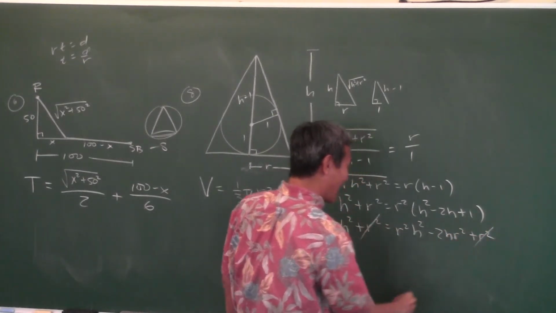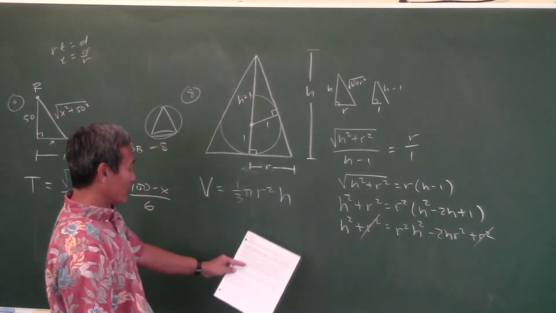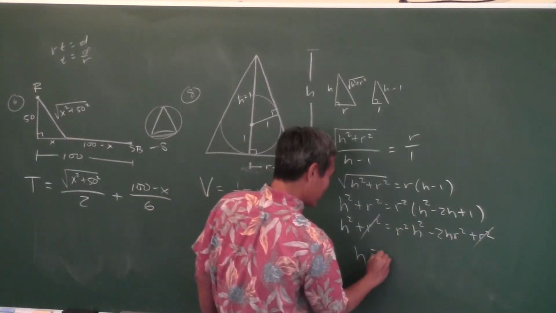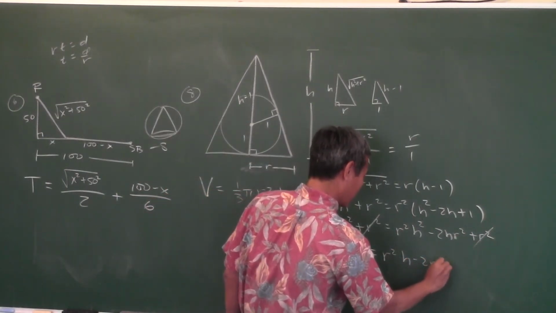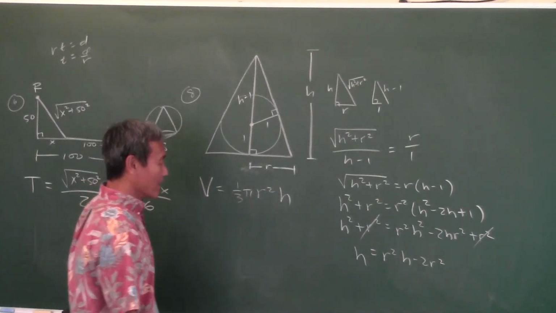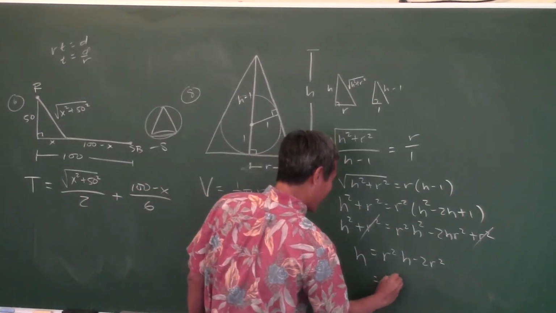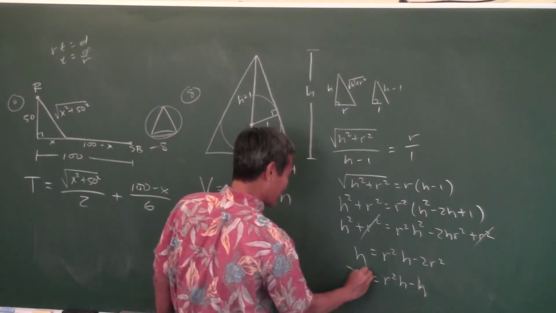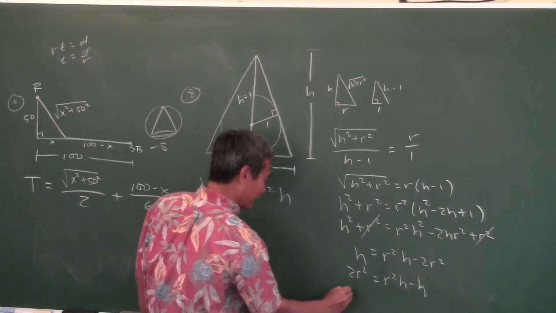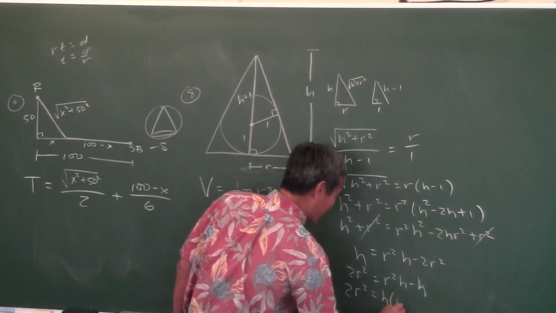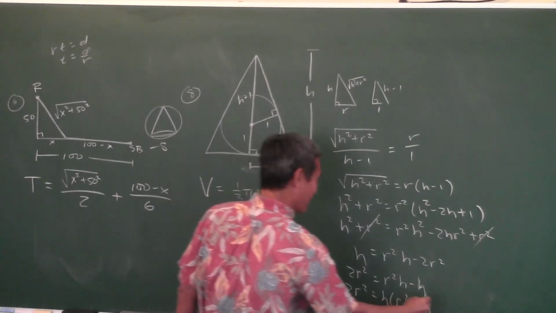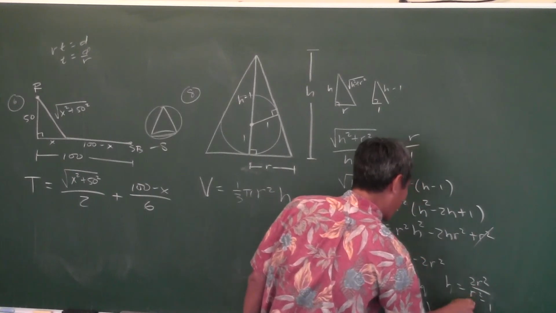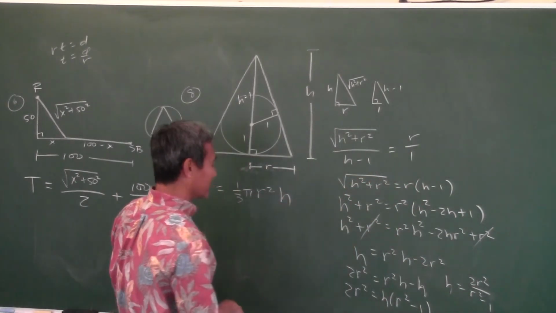Oh, the r squareds cancel out. Now, do you notice that there's an h in every term? Divide through by h. And then now it's pretty easy to solve for h, right? Put all the h's on the right and everything without an h on the left. How do I solve for h? Quick. Factor out the h. This is algebra 1, people, and then divide. So h is equal to 2r squared all over r squared minus 1. Take this and plug it in there.